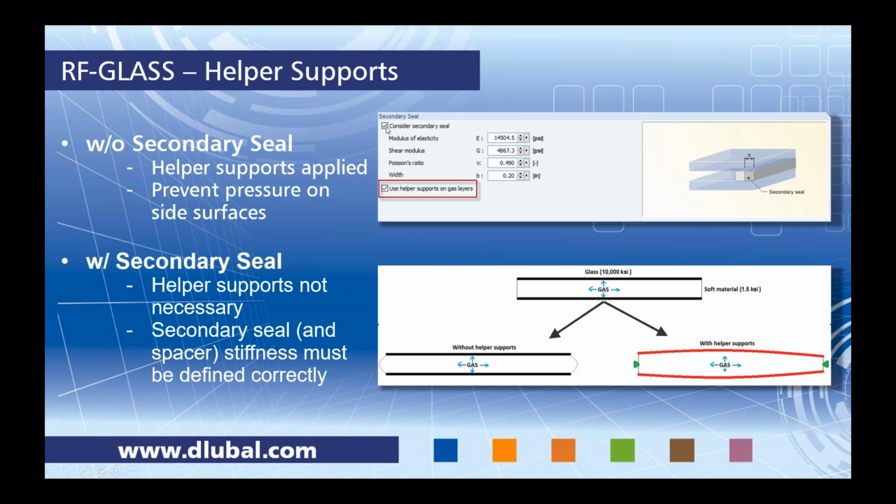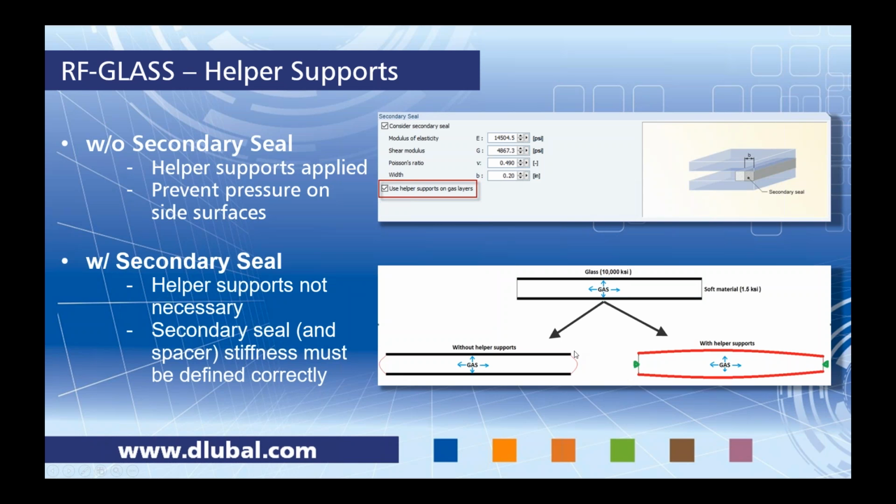So if I had this option unchecked, there is the use helper supports on gas layers. That's now grayed out in the program. So what exactly are these helper supports, since there's not much information in the add-on module itself? Well, when I have the secondary seal unchecked, meaning there's nothing there, these helper supports will be applied in our glass surface. Taking a look at this picture down here, glass panels are pretty stiff, maybe around 10,000 ksi. However, RFEM will model a soft material at either end, something closer to 1.5 ksi.